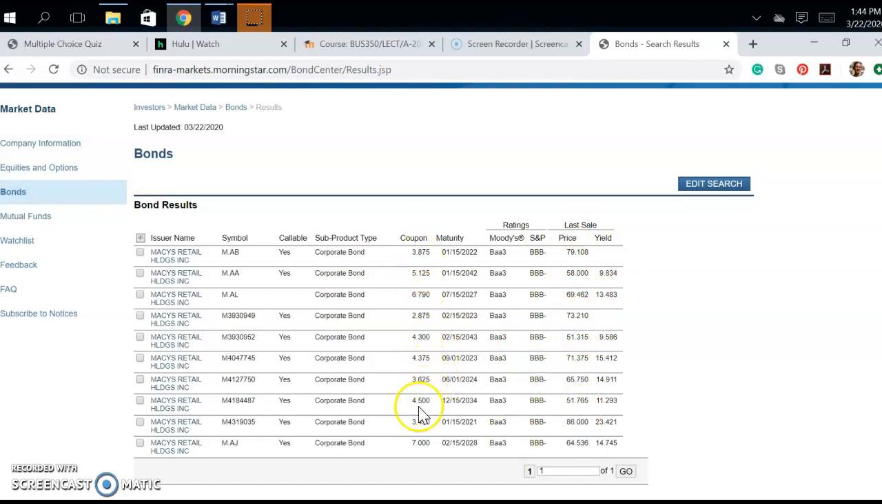I have all their coupon rates listed here. So you can click just like you do on Bloomberg, and it will sort them highest to lowest. So my lowest coupon is 2.875%. My highest coupon is 7%. All of them are triple B minus rating, which is Baa3 in terms of Moody's.